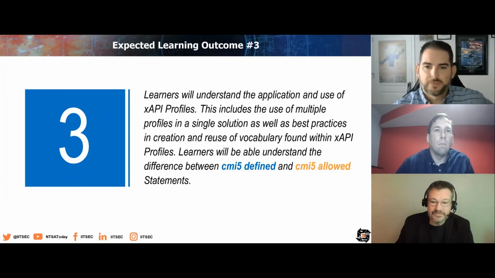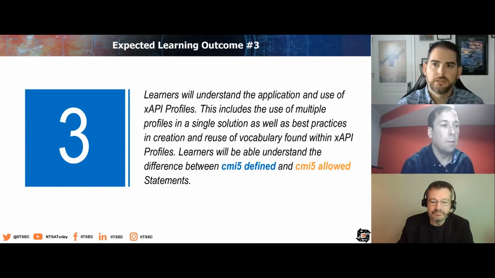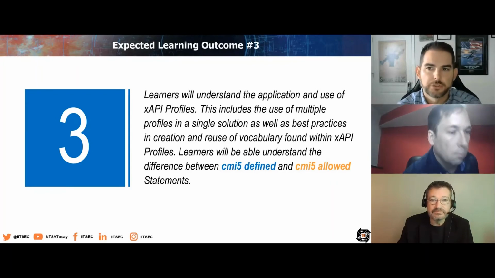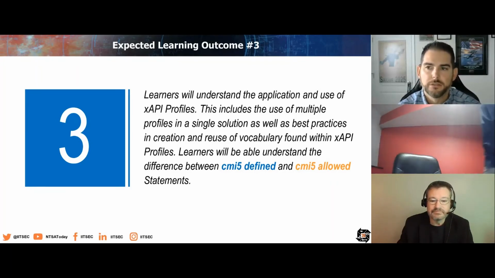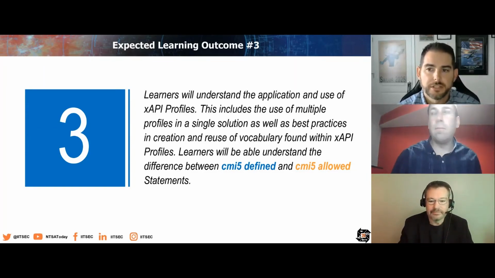Thanks, Art. So Art set up this section perfectly when he revisited the cmi5 training box. In Expected Learning Outcome 3, learners will understand the application and use of xAPI profiles. This includes the use of multiple profiles in a single solution, as well as best practices in creation and reuse of vocabulary found within xAPI profiles. Learners will be able to understand the difference between cmi5 defined and cmi5 allowed statements.